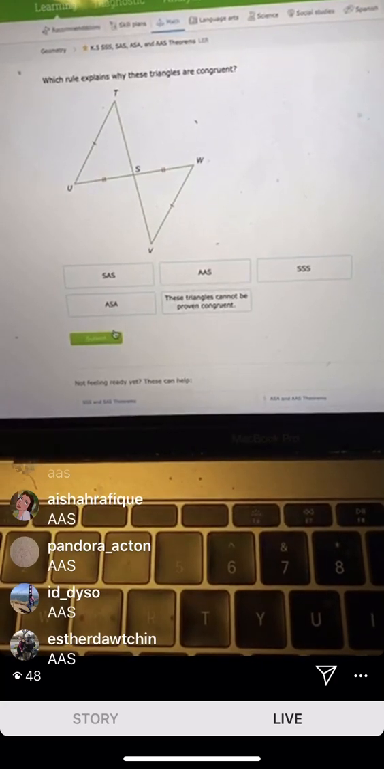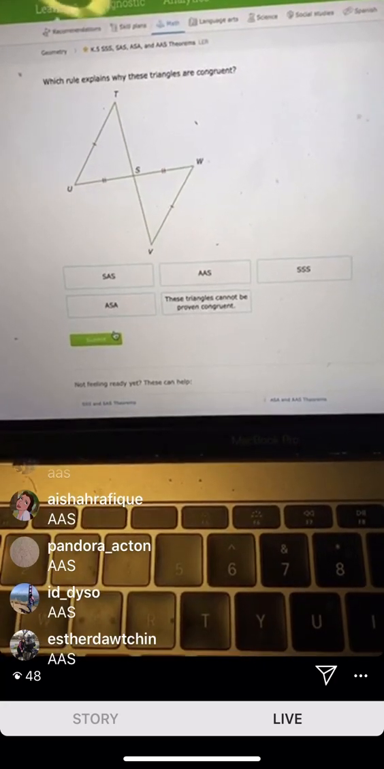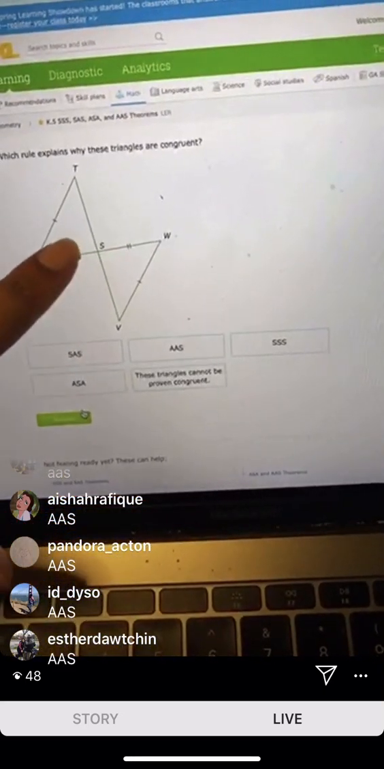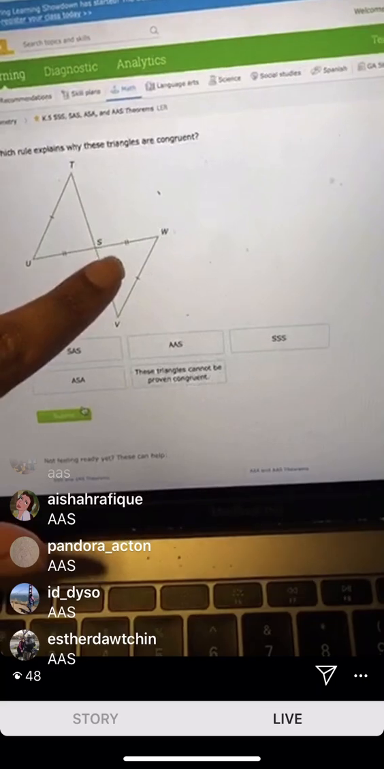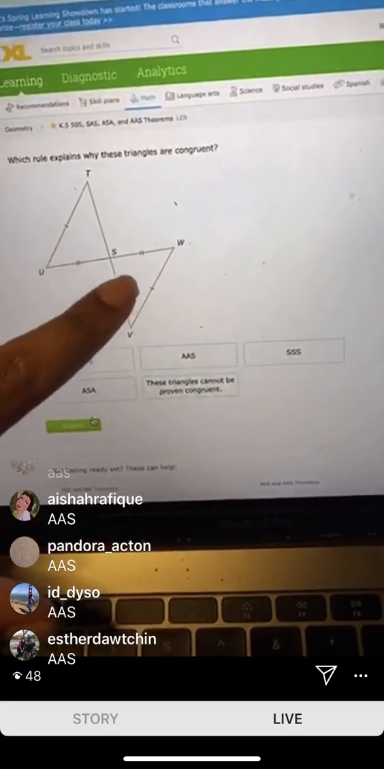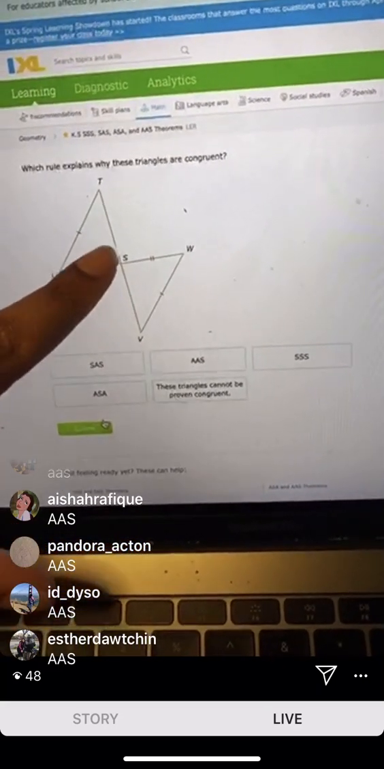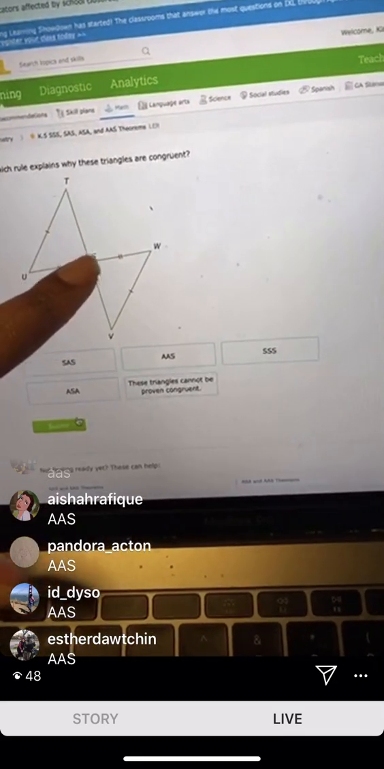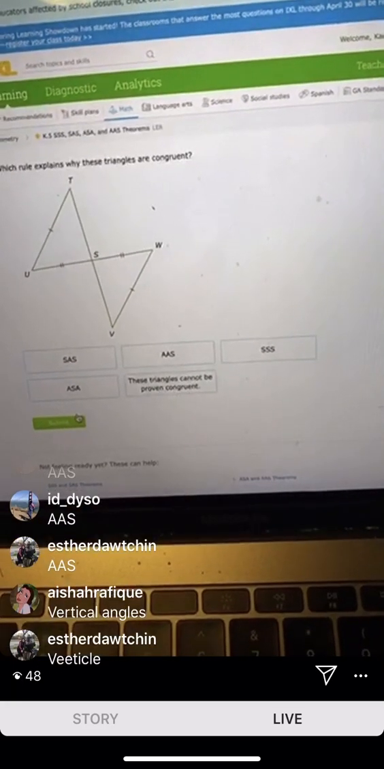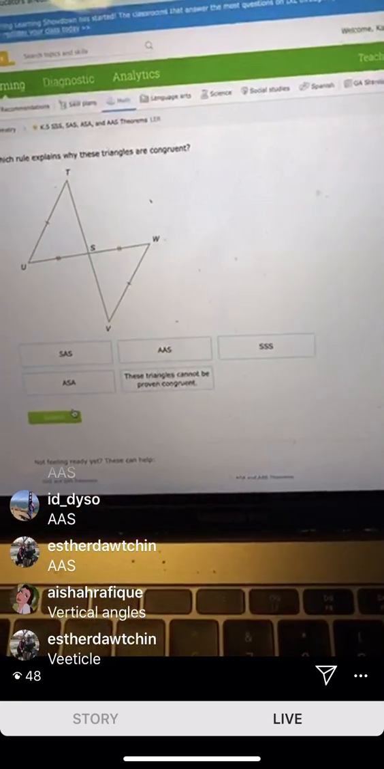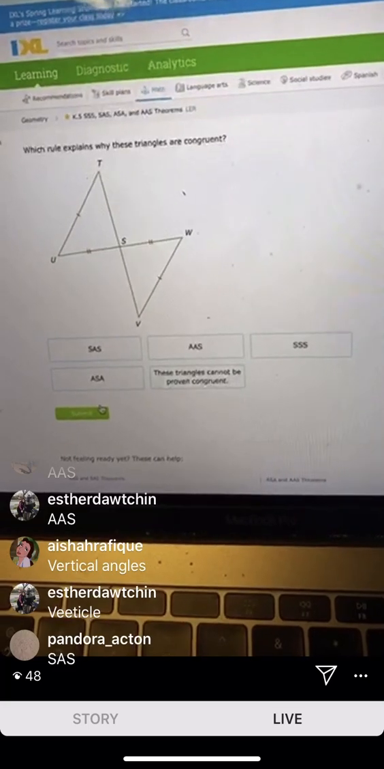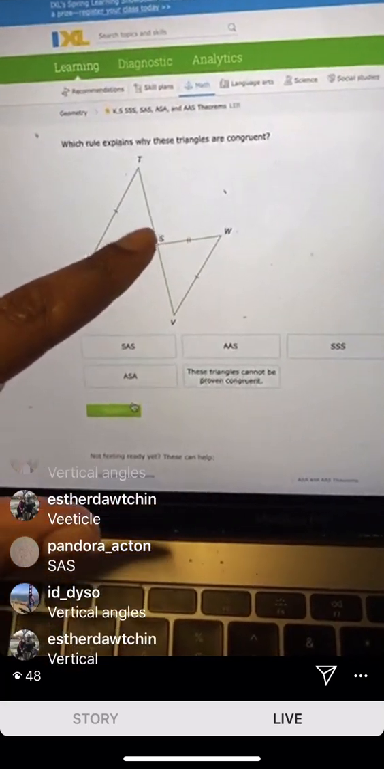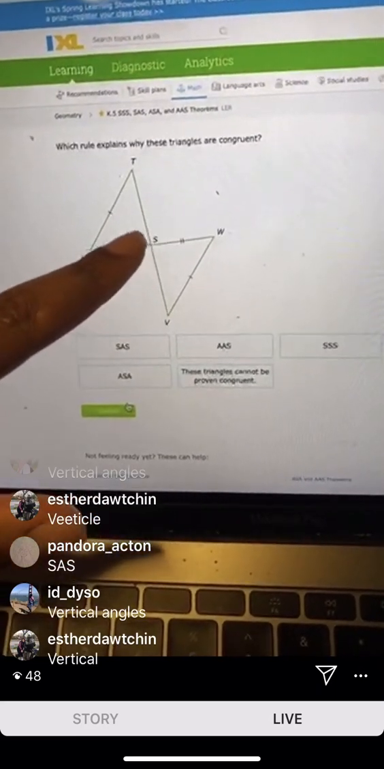This is another tricky one again. What type of angles are those right there? Somebody in the comments tell me what type of angles these are right here. What type of angles are these? Aisha, you got all the answers, girl. These are vertical angles.